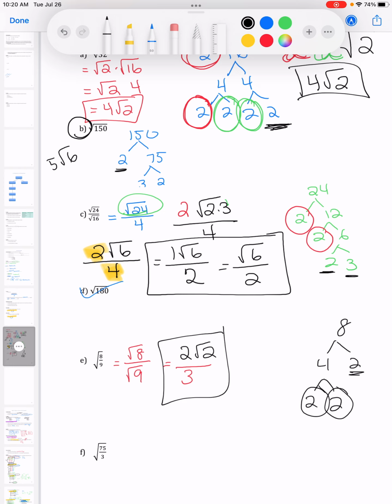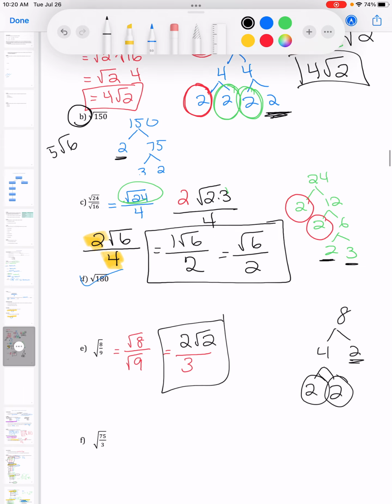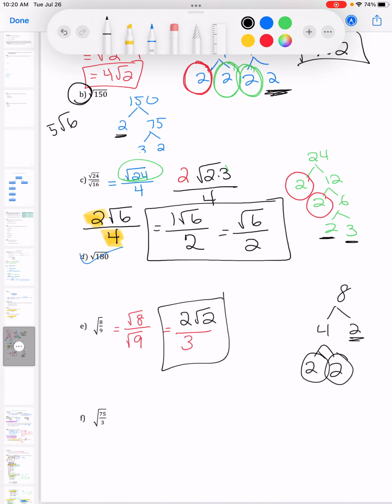Now a lot of people get confused with E and F here. The difference is the denominator of E was that perfect square. It was 9. The denominator F is 3. That is not a perfect square. The square root of 3 is something like nasty. So I'm going to treat it differently. I am not going to break it up. Instead, 75 over 3 is 25. Just type it in, 75 divided by 3.